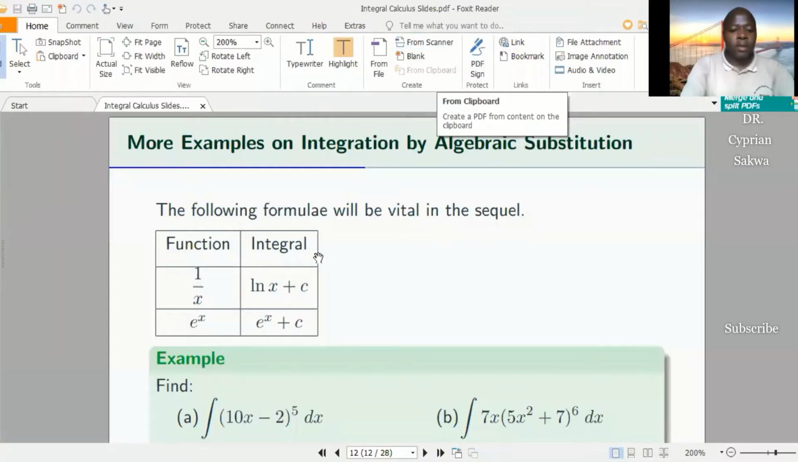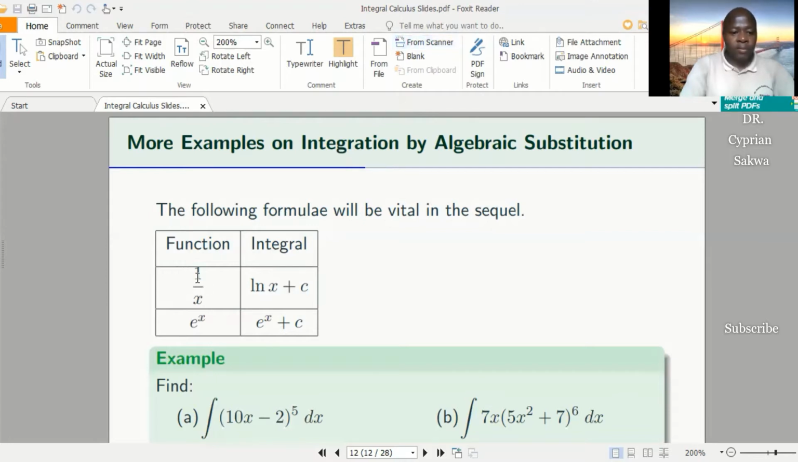Welcome to my channel. Today we look at more examples of integration by algebraic substitution. In one of our videos we looked at how to integrate using the method of substitution. So we just continue with that lesson today, looking at various other examples. I begin with two integration formulas, and these formulas will be very important to some of our examples.